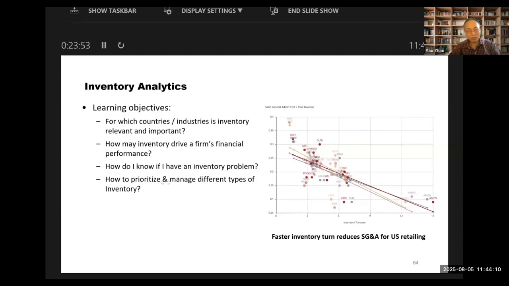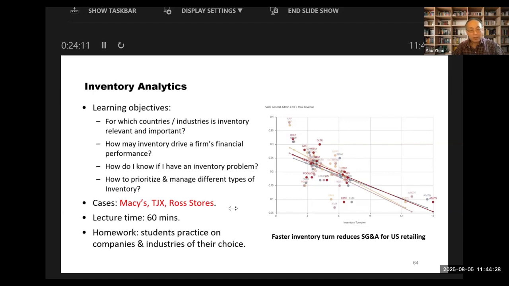So this part is about inventory modeling. After we go through all the first three questions, then we talk about inventory modeling, optimization, and control, and so on. The case would be Macy's, TJX, and Ross Stores. The lecture time is about 60 minutes. And the homework is for students to find inventory problems by themselves in the industries and companies of their interest.